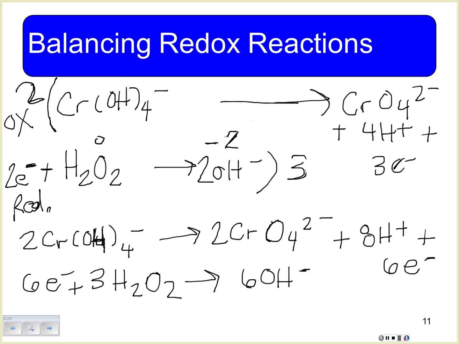I multiply everything through by 2, and it changes my coefficients out front. So we get 8 H plus, 6 electrons. And then if we multiply by 3, we get 6 electrons, which is what we're aiming for, these 2 to cancel. And we get 3 hydrogen peroxide molecules, and 6 hydroxide.